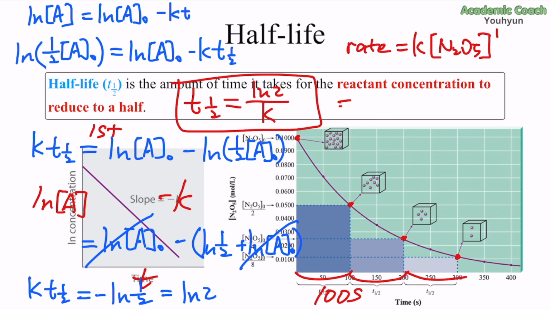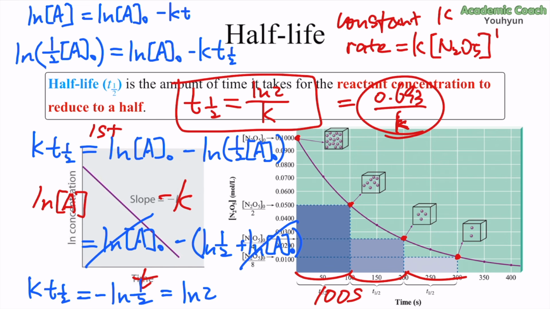And ln2 is approximately 0.693. So this will be eventually the formula that you see on your equation sheet. And again, half-life is constant only for first order reaction. If it's second order or zeroth order, there is also half-life, but every time the half-life will be different.